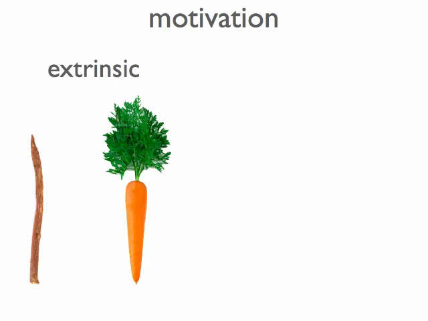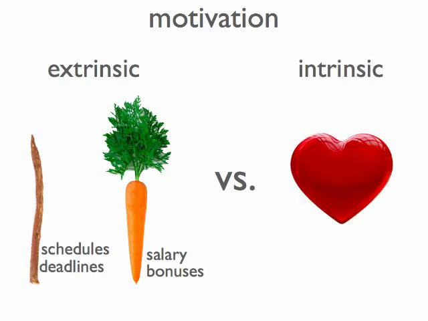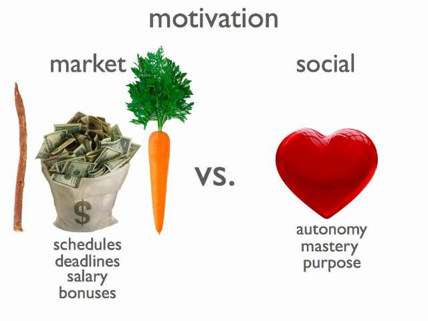So when we think about motivation, we have what we call extrinsic motivation. We have carrots and sticks. We have schedules and deadlines and salaries and bonuses. And on the side of the intrinsic motivation, we would have something like love or care or autonomy and mastery and purpose. And another way to view extrinsic and intrinsic motivation is to think about market forces and social forces. In the market forces, we pay people money, and that's what gets them to motivate. In the social world, we use other elements. And the trick is that those are not the same, and sometimes the social can overwhelm the market.